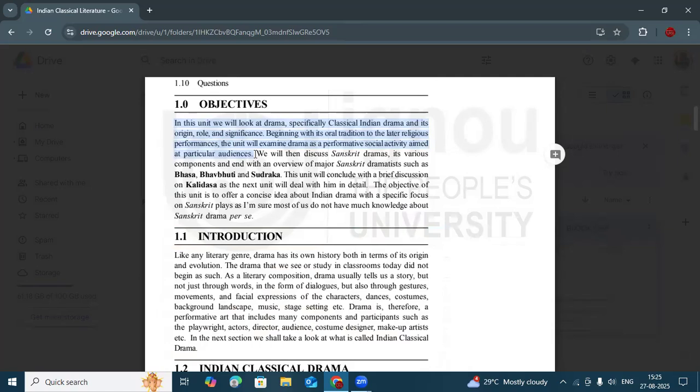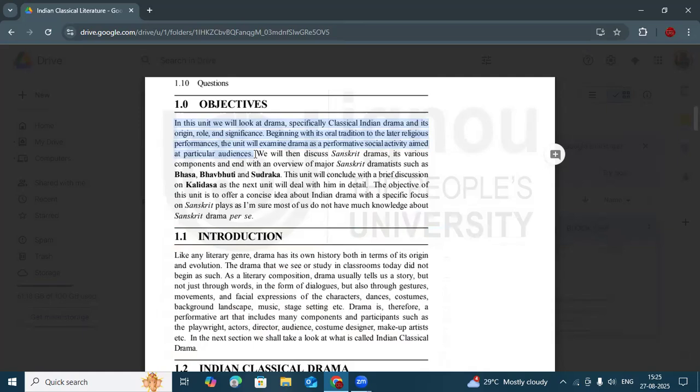We are going to look upon how it originated, what is its role, and how much significance it has upon the people over India or all over the world. All those things we are going to discuss, beginning with its oral tradition to the later religious performance.